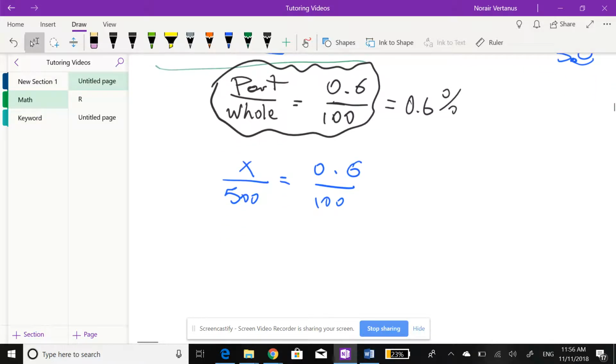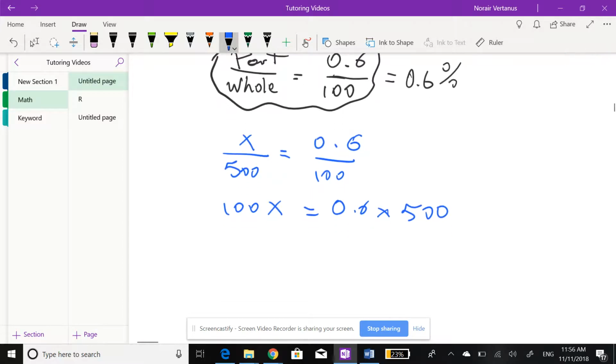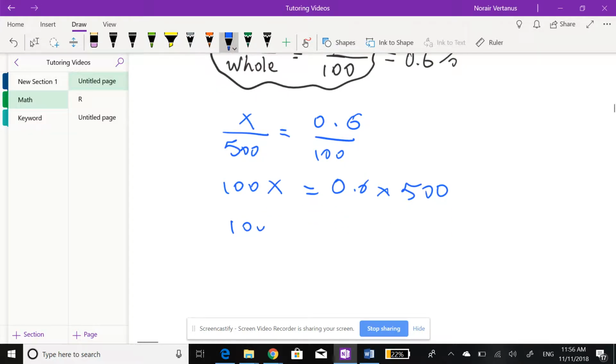So to solve this, proportionality, cross multiply. x times 100 is 100x, equal to 0.6 times 500. So there we are. And then 100x, you want to get rid of 100, right? Let's do it this way. It's multiplication again. To get rid of 100, you divide by 100. Divide this whole thing also by 100. So x is equal to 0.6 times 500 divided by 100, because 100 divided by 100 is 1.